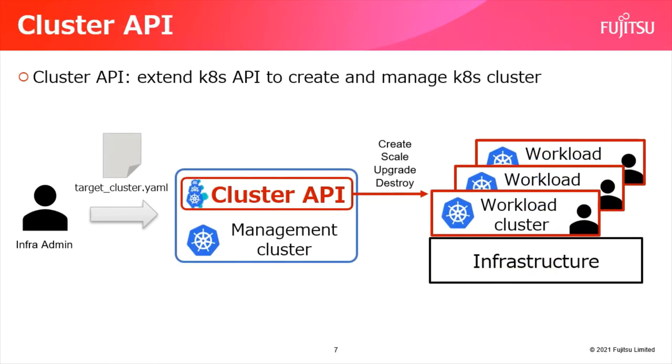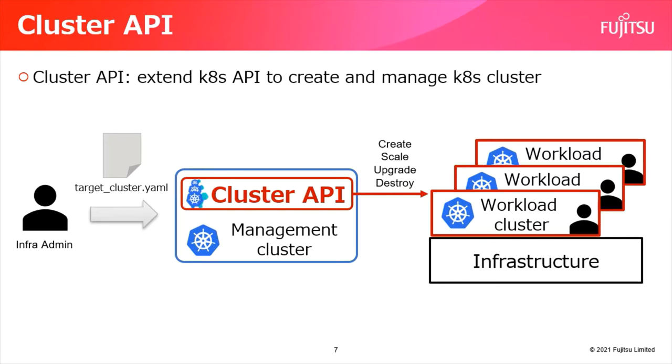So, Cluster API is a Kubernetes community sub-project created by SIG Cluster Lifecycle. It extends Kubernetes and provides declarative Kubernetes-style APIs for cluster management. With Cluster API, the Kubernetes estate itself, such as a cluster, can be treated as first-class Kubernetes objects. There are some new concepts in Cluster API. Two of them are Management Cluster and Workload Cluster. A Management Cluster is a cluster that runs Cluster API components and manages the lifecycle of workload clusters. And a Workload Cluster is a cluster that is created on the user-specified infrastructure and runs users' applications.